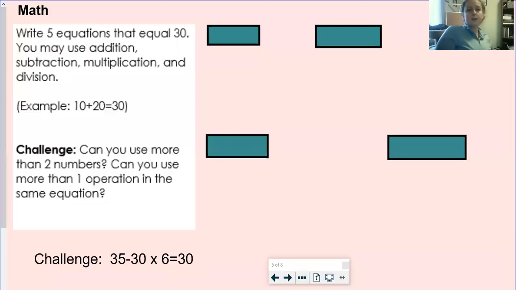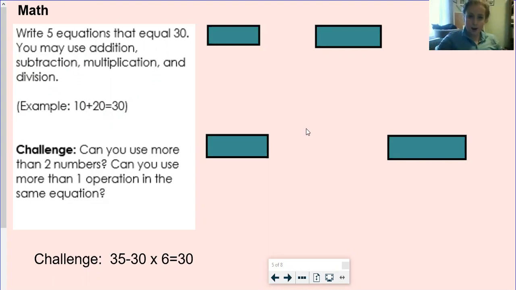So here's the first question. It says, write 5 equations that equal 30. So remember, an equation has to have an equal sign. So your problem has to equal the number 30. You may use addition, subtraction, multiplication, and division. So I gave you an example, 10 plus 20 equals 30, which is a good example.